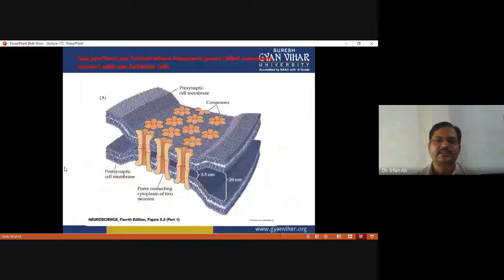Now you have to see the detailed diagram of the gap junction. The gap junctions are formed where hexameric pores called connexons connect one cell with another. Here you can see the postsynaptic cell membrane, and the upper one is the presynaptic cell membrane. These are the connexons, small channel-like structures and pores connecting the cytoplasm of two neurons. This is a special type of junction, called a gap junction.